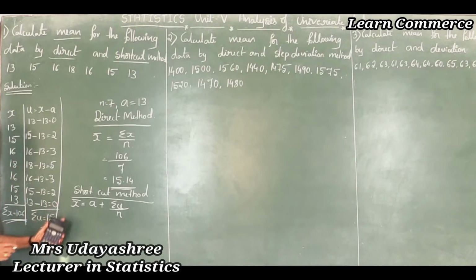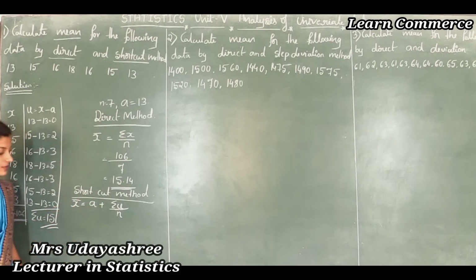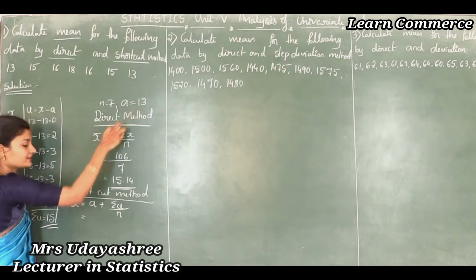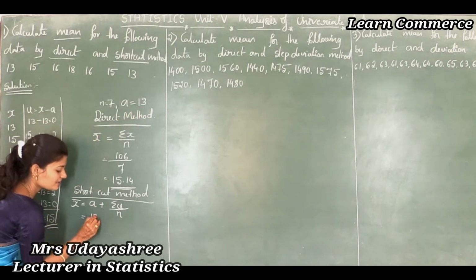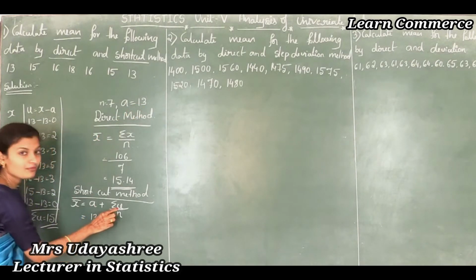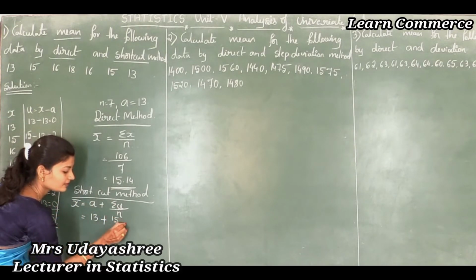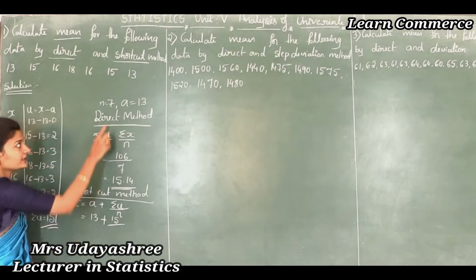Okay, now I will substitute all these values into the formula. So X bar is equal to, what is A here? A is 13. So in the place of A I will substitute 13 plus sum of U, that is 15, divided by, what is n here? n is 7.